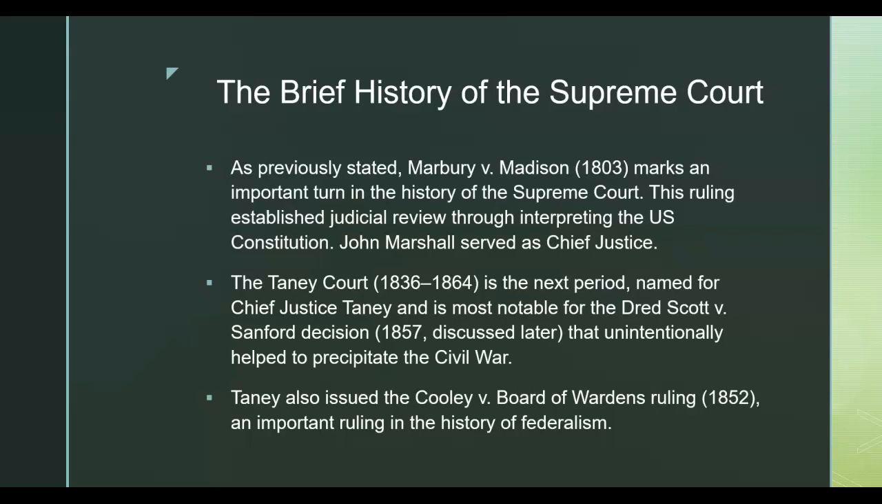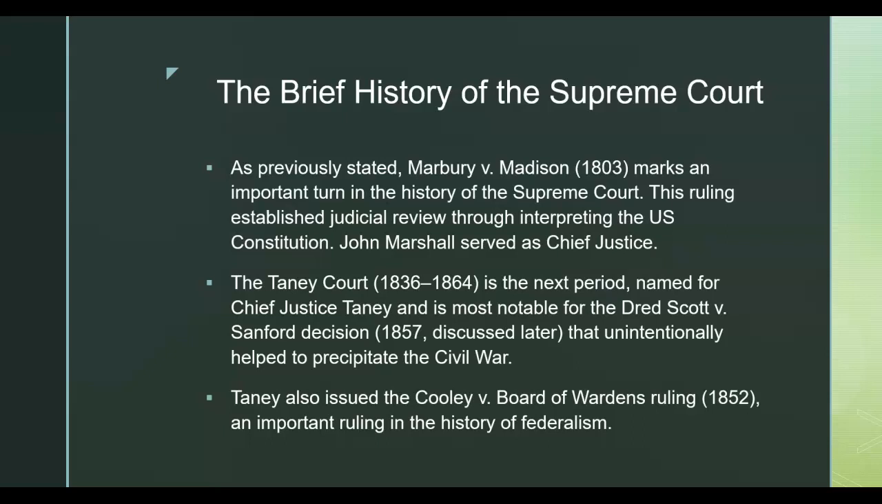The Taney Court, run by Chief Justice Taney, so named after Taney, made a few important decisions. One being Dred Scott v. Sanford, 1857, that unintentionally helped to precipitate the Civil War. The Dred Scott decision sits in infamy because it's a case in which the Supreme Court became very political and did a very bad job at it.